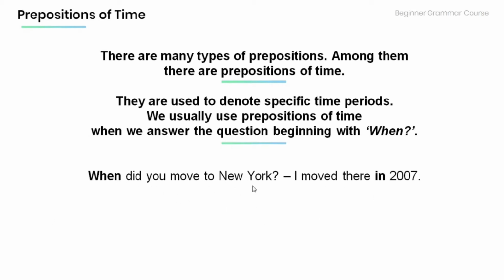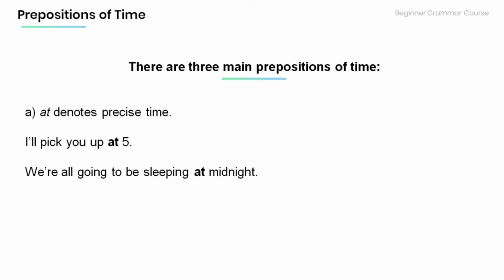When did you move to New York? I moved there in 2007. Note that the preposition of time in tells us when I moved to New York. Now, there are three main prepositions of time.